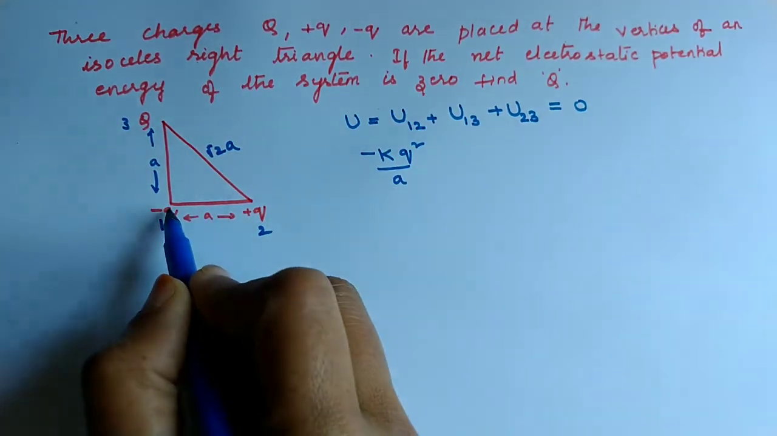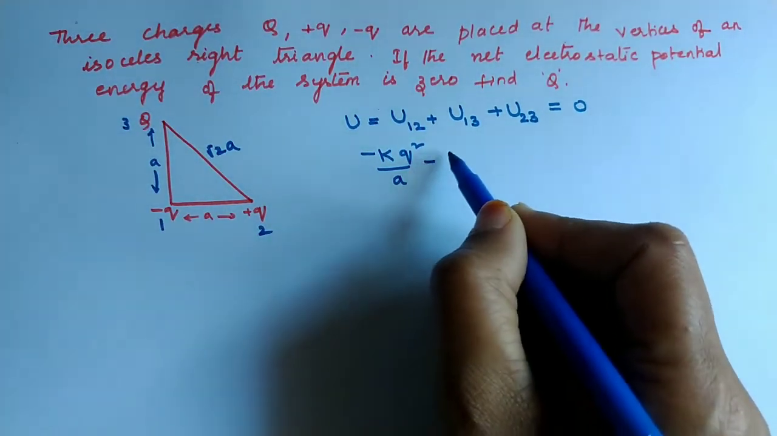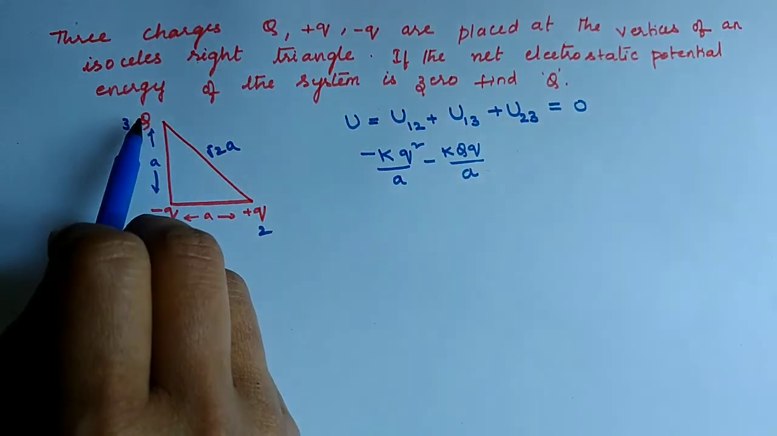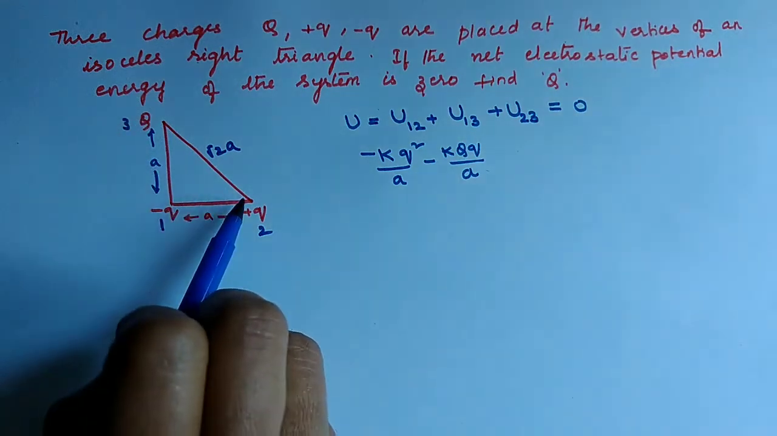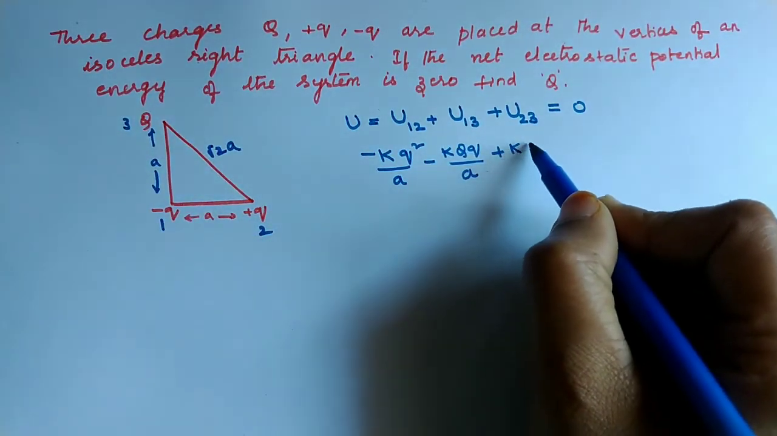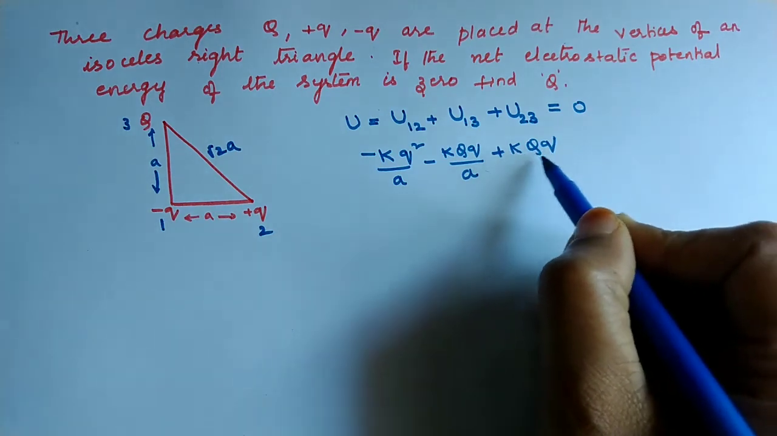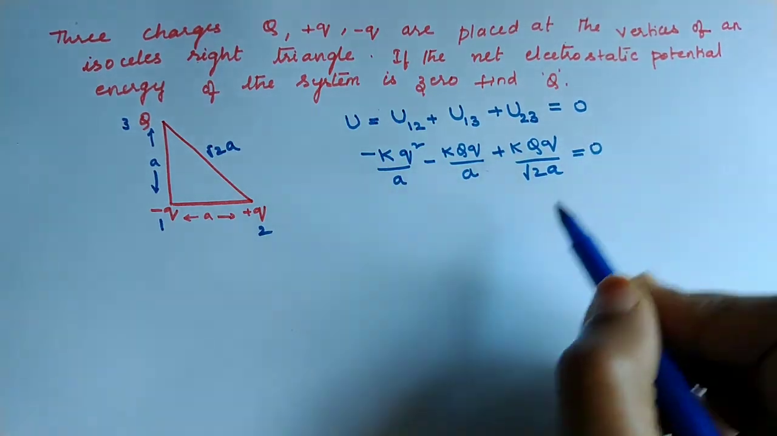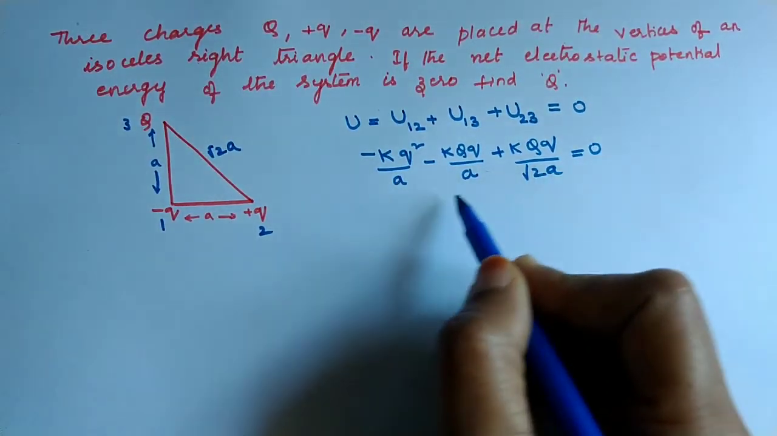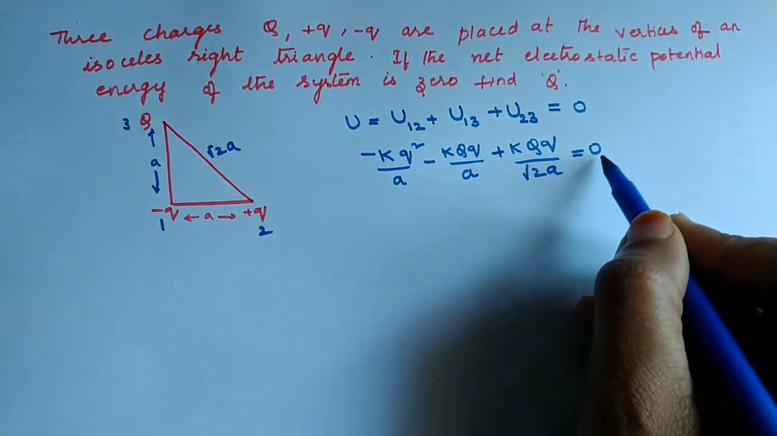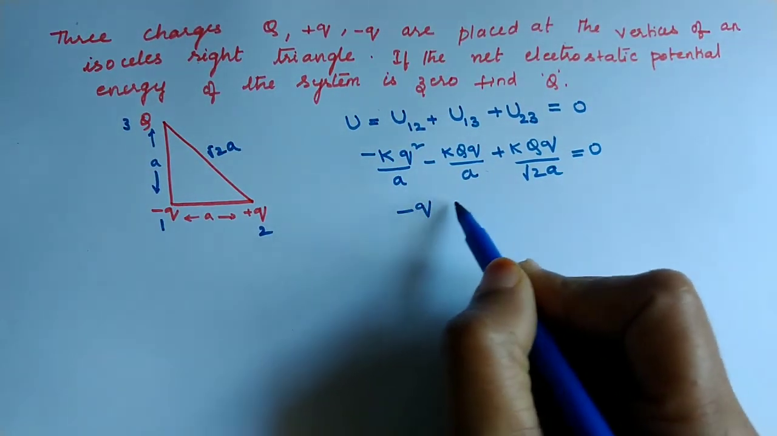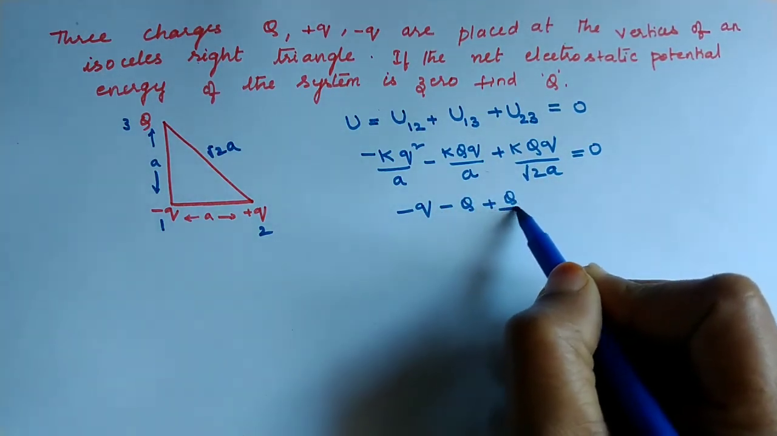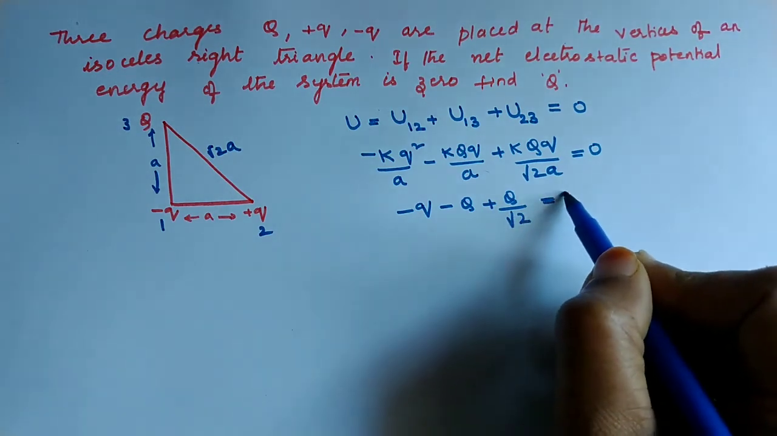Now between 1 and 3, that is q and minus q, again minus sign, K q into q divided by distance A. And between 2 and 3, that is between capital Q and plus q, we get potential energy positive, K into capital Q into small q divided by root 2 A, and the sum should become 0. So take out K q by A common in all the terms. We are left with minus q minus capital Q plus capital Q divided by root 2 should be 0.